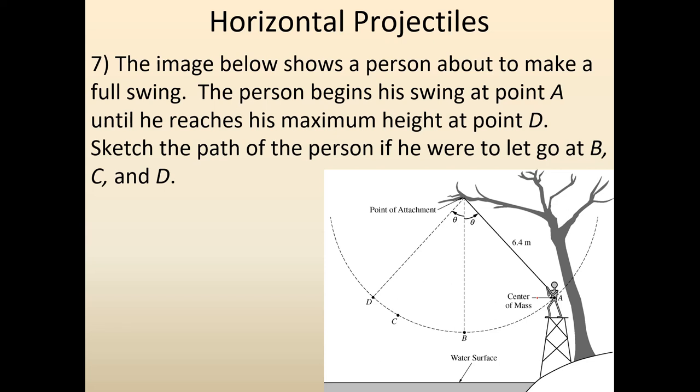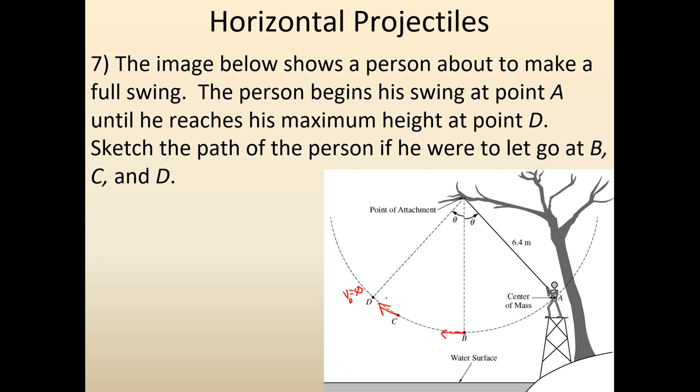So the question is, what would the path of the person be if he let go at these locations B, C, and D? Well, at B, the velocity, so this represents its trajectory. It turns out we didn't really mention it too much, but I kind of showed it in the diagram before: the velocity always acts tangent to the path. So at B, it's going to act horizontally. At C, it's going to act somewhat on an upward angle. And at D, because this is its maximum height, its velocity is going to be 0. So there's actually no velocity at D.